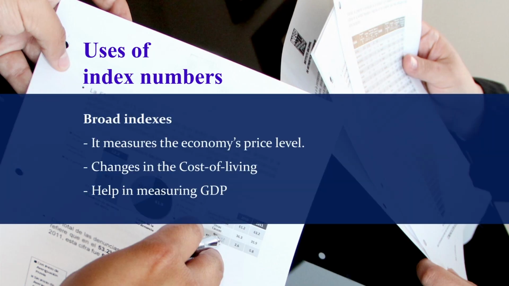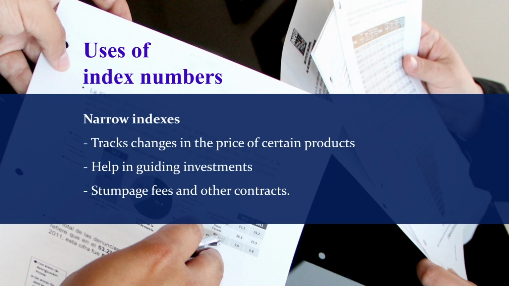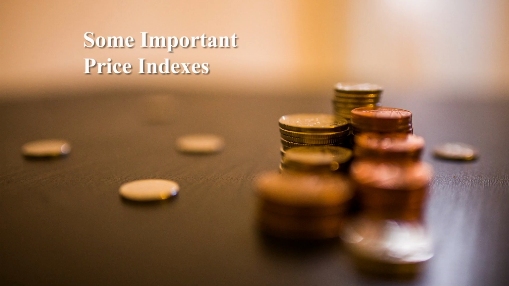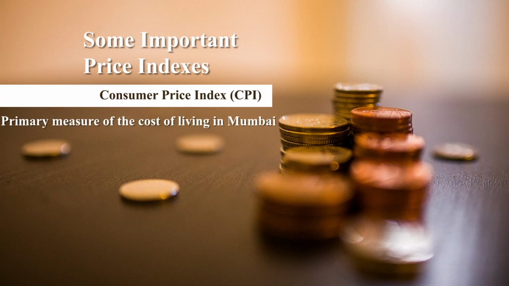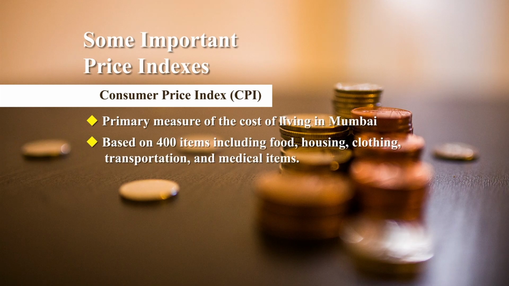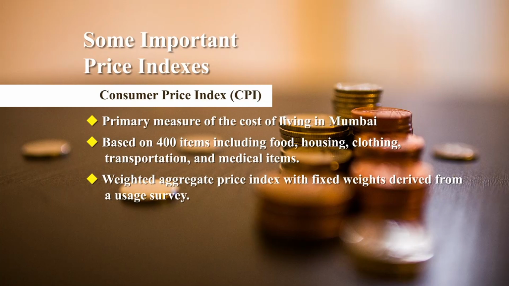Now there are broad indexes, which measure the economy's price level, changes in the cost of living, and help in measuring GDP, gross domestic product. And there are narrow indexes, which track changes in the price of certain products, help in guiding investments, and are used in stamp fees and other contracts. There are some important price indexes, like the consumer price index, which measures the cost of living in Mumbai. This is one example, based on 400 items including food, housing, clothing, transportation and medical items. It is a weighted aggregate price index with fixed weights derived from a user survey, published monthly by the PTI.